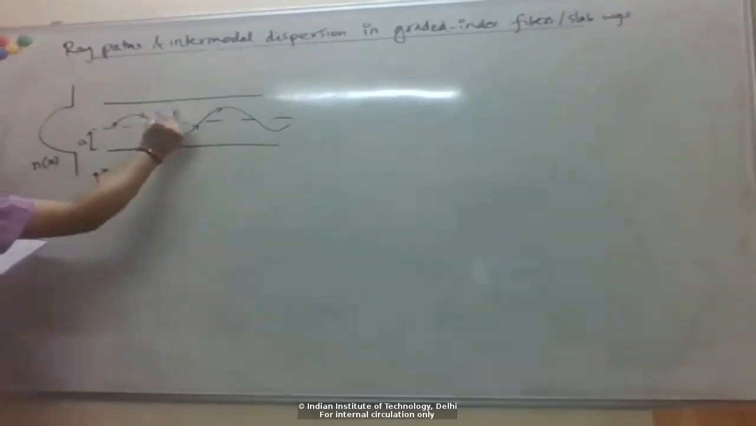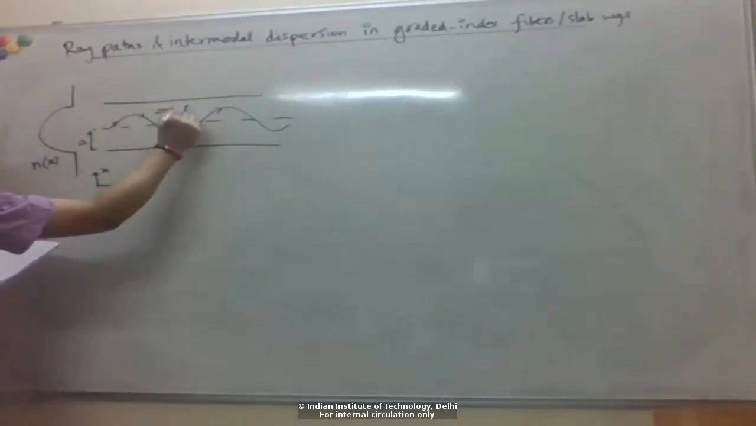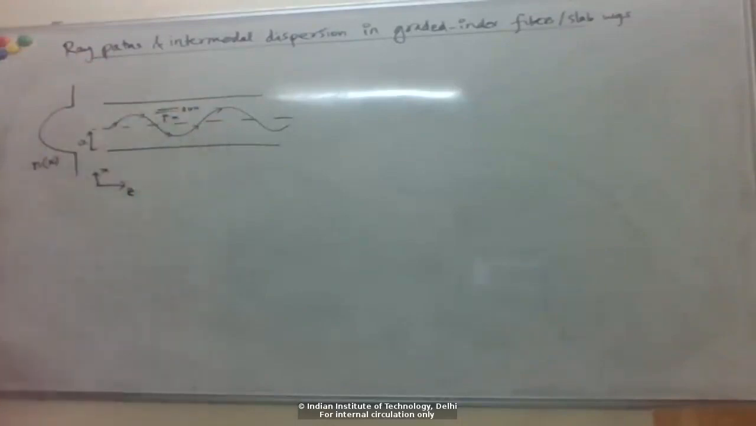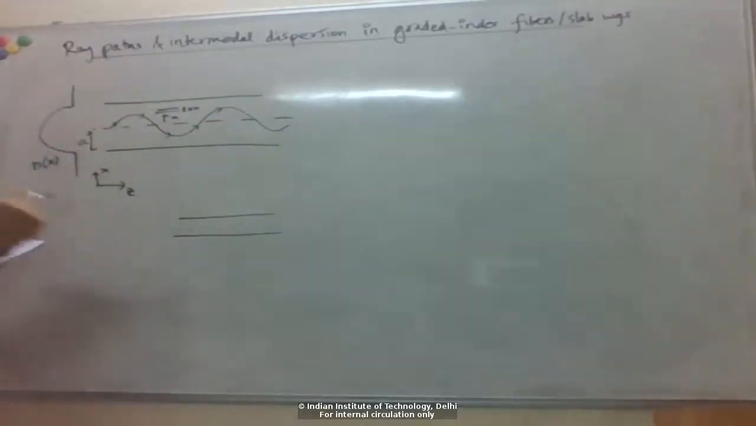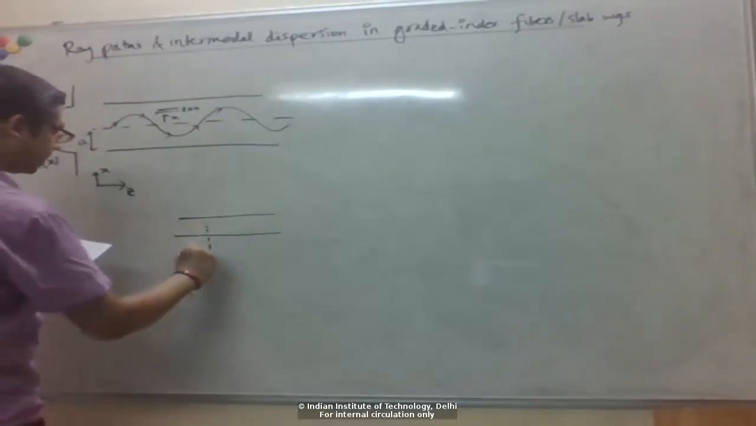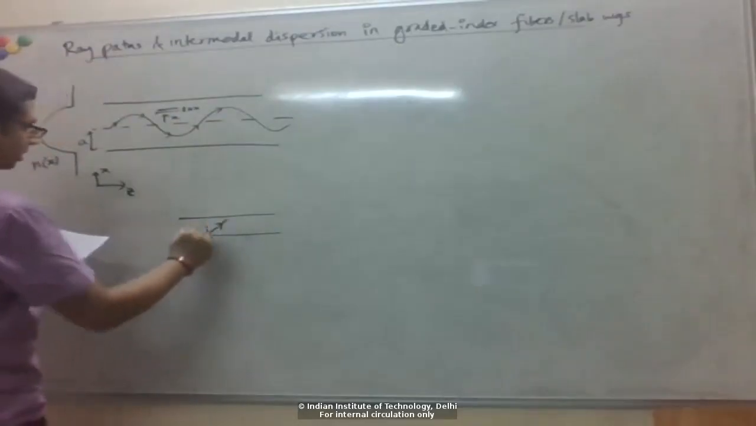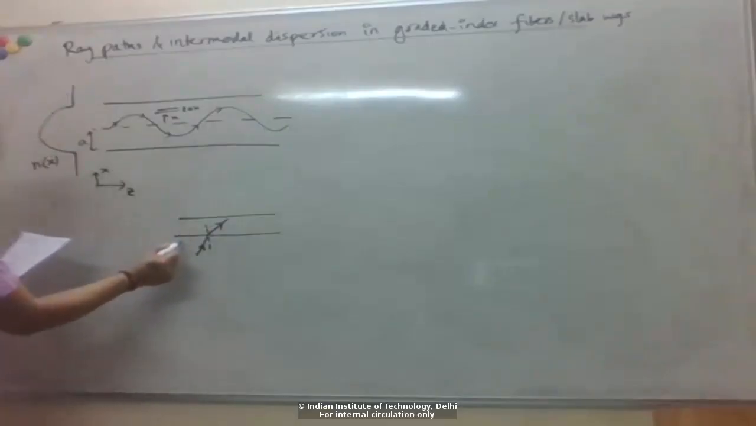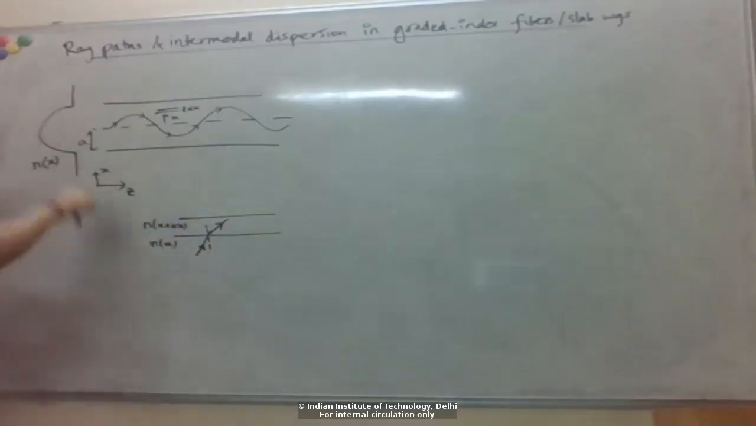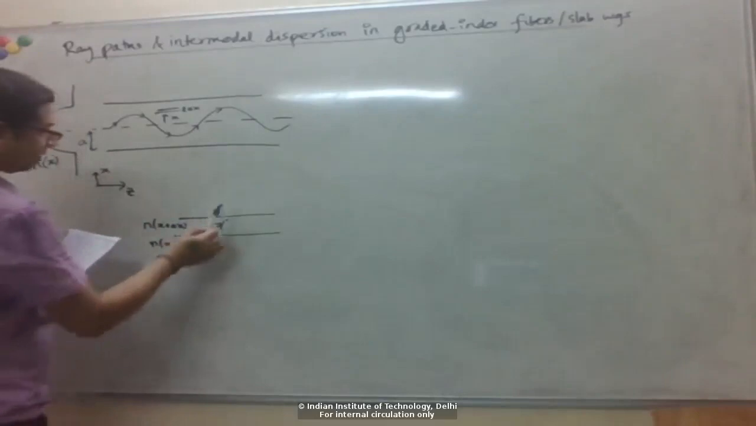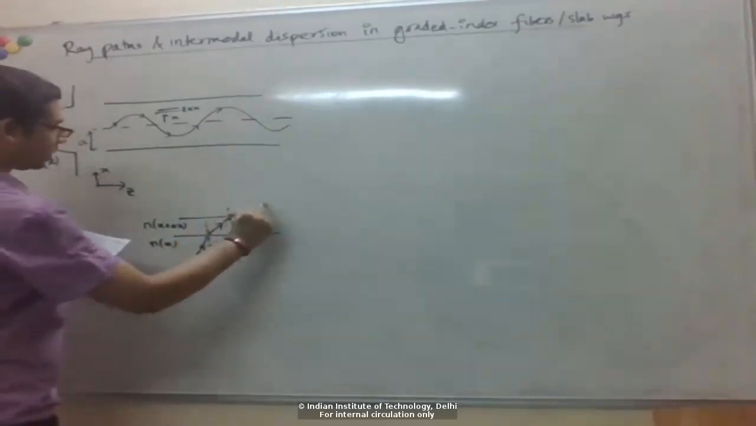Now, imagine a thin layer here which is at a distance x. What we saw last time is that the lower layer has slightly larger refractive index than the higher layer. So this is, let's say, n of x, and this is n of x plus delta x, which is slightly lower because the refractive index is going down. So the ray gets bent away from the normal, and like that.